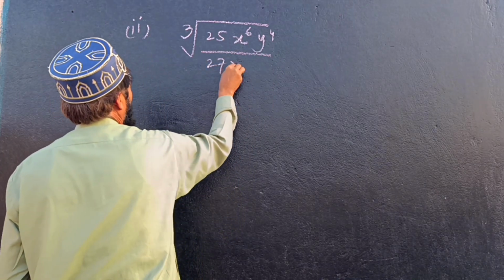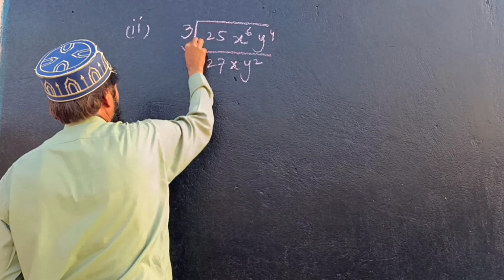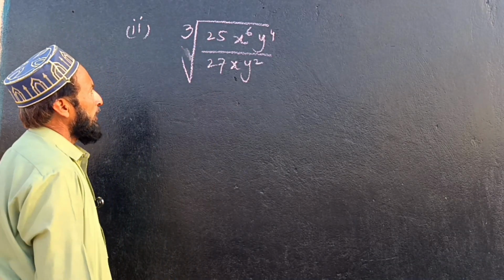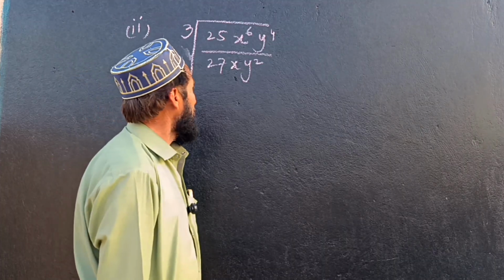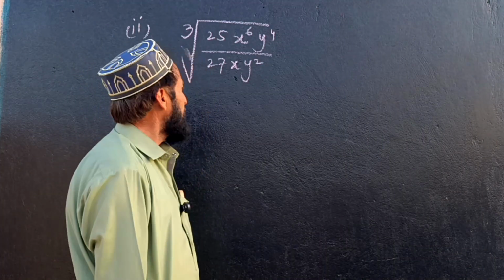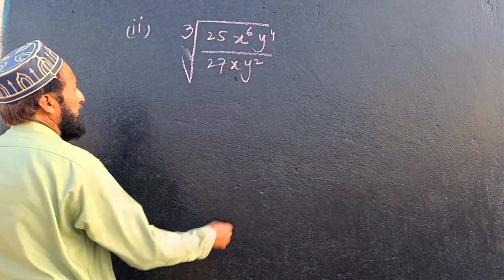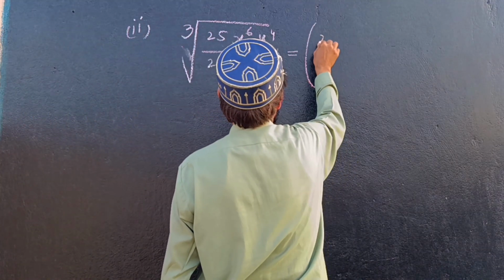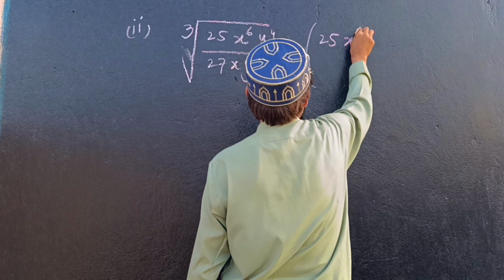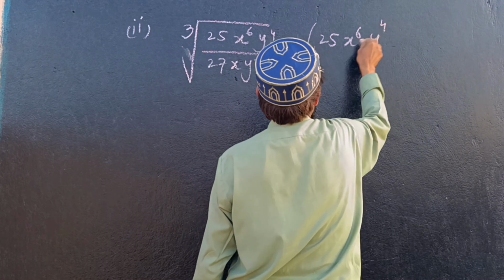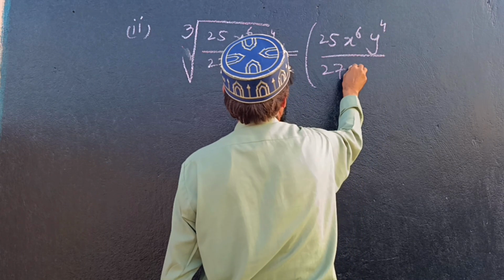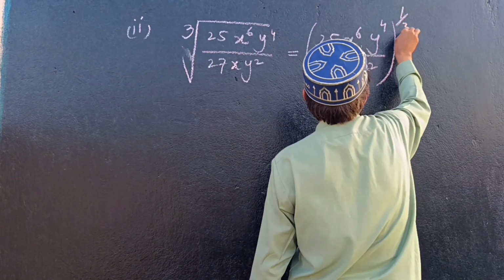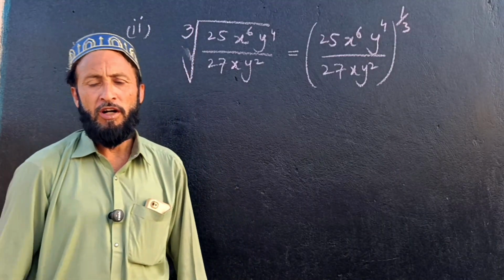27 x y square. So this is the index form of 25x power 6 y power 4 divided by 27 x y square. We can simplify this index form: we change it into the power, 25 x power 6 and y power 4 divided by 27 x y square, whole exponent of 1 by 3. We can write in this form.